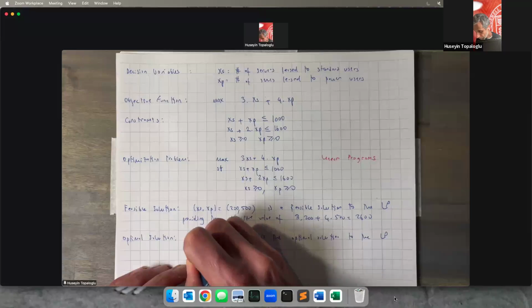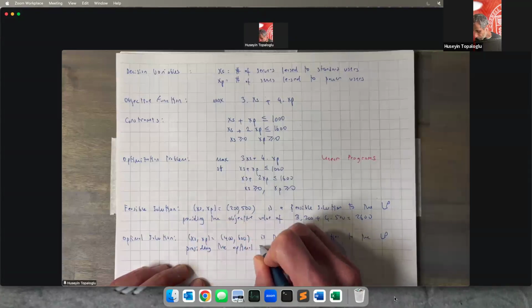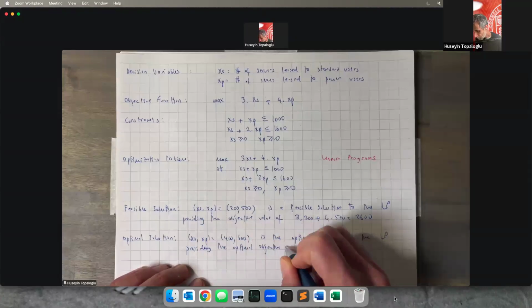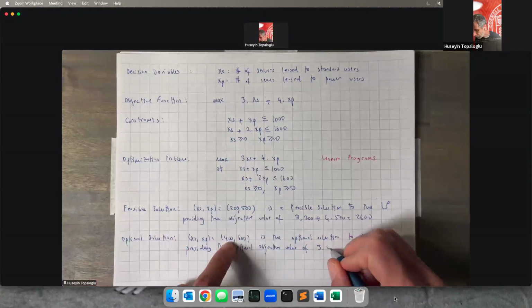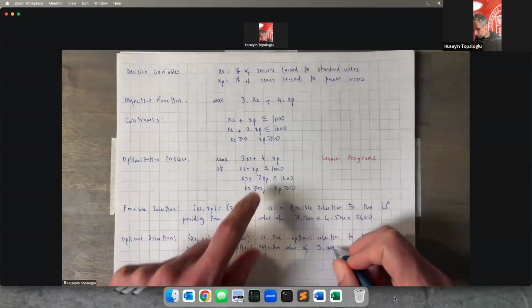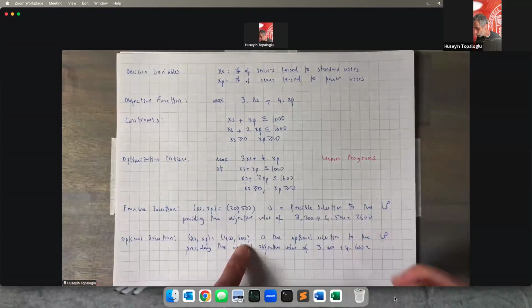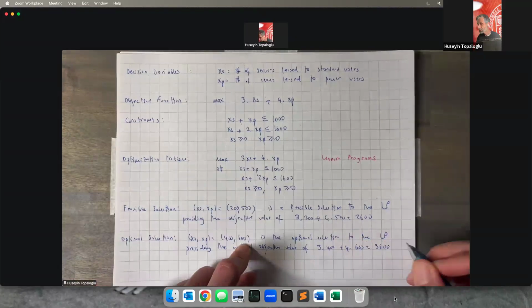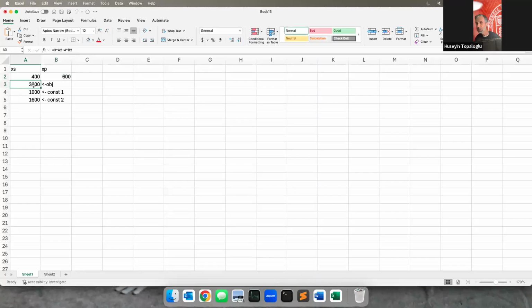Providing the optimal objective value: three times 400, 4 times 600. This is 2400, another 1200, 3600. And not surprisingly, in our Excel spreadsheet, our objective function value is 3600, which is the value of the objective function related to these values.